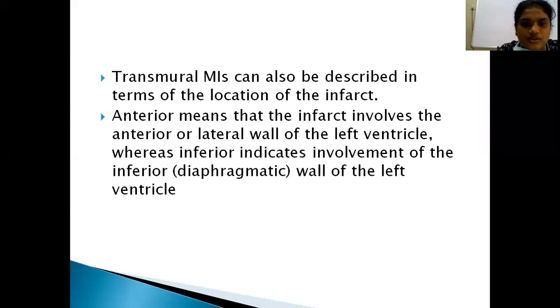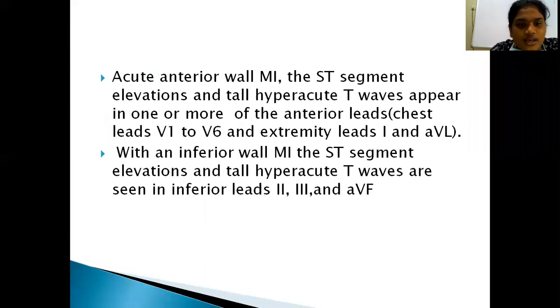Then transmural myocardial infarcts can also be described in terms of the location of the infarct. Anterior means it involves the anterior or the lateral walls of the left ventricle, whereas inferior indicates the involvement of the inferior wall of the left ventricle. In acute anterior wall MI, the ST segment elevations and tall hyperacute T waves appear in one or more anterior leads, that is the chest leads from V1 to V6, and the extremity leads like lead 1 and aVL. With inferior wall MI, the ST segment elevations and hyperacute tall T waves are seen in the inferior leads. What are the inferior leads? Leads 2, 3 and aVF are the inferior leads.